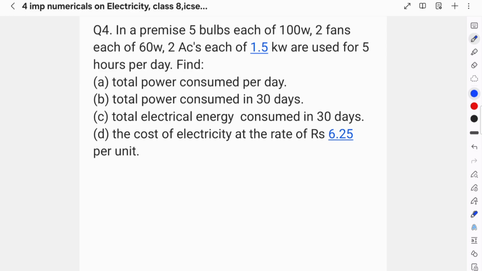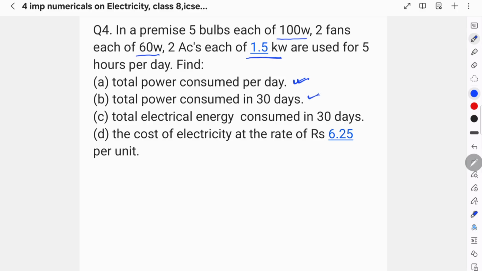The last question says in a premise 5 bulb each of 100 watt. So the power rating of the bulb is 100 watt. 2 fan each of 60 watt. So power rating of the fans are 60 watt, and 2 AC each of 1.5 kilowatt. This is the power rating of the AC. Are used for 5 hours per day. Okay. So we have to find the total power consumed per day, total power consumed in a month.